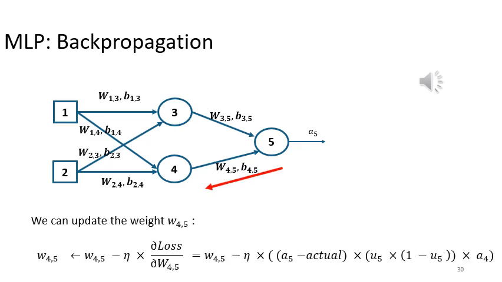We can update the weight W45 as we have done previously with W35, and the new value of W45 is the old value W45 minus learning rate multiplied by the partial derivative that we have just calculated, which is E5 minus actual multiplied by U5 multiplied by 1 minus U5 multiplied by E4.